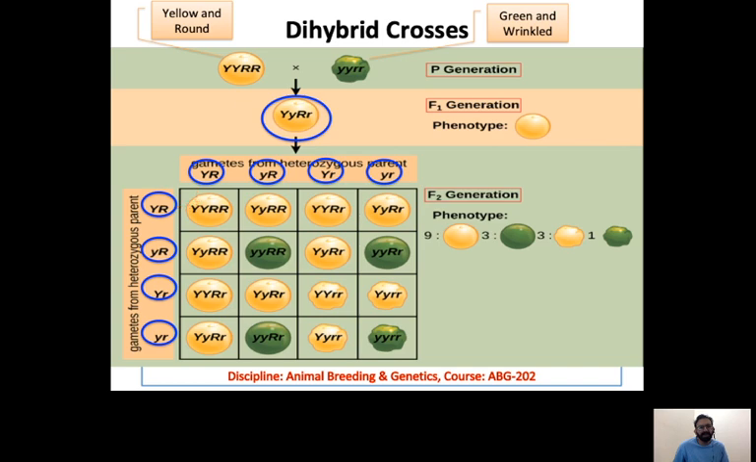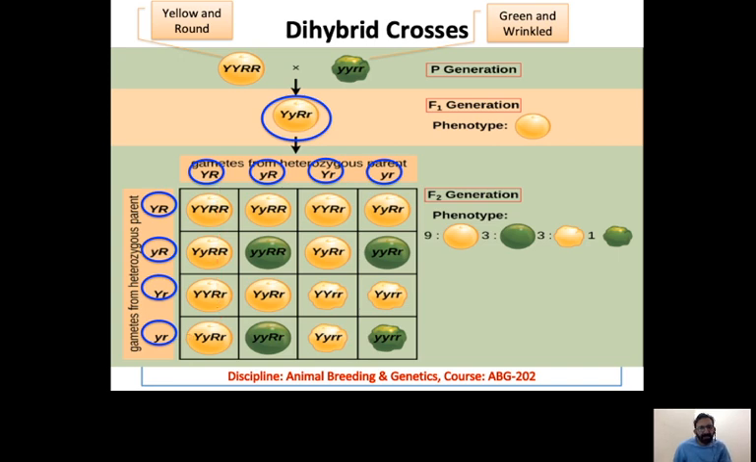Similarly, in the next one, the result is capital Y capital Y small r capital R. In the next one, capital Y capital Y capital R small r. In the last one, capital Y capital Y small r small r, and this will go on for all of the combinations shown here with both types of gametes from both of the parents.